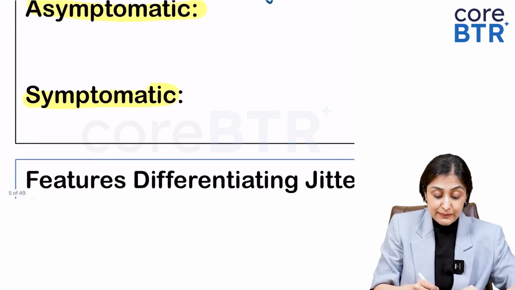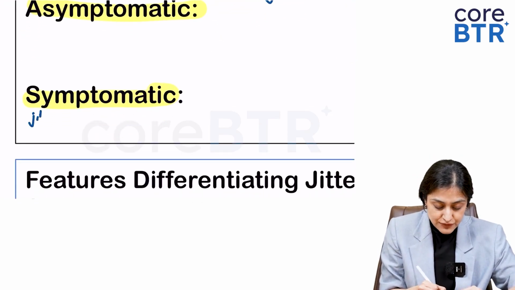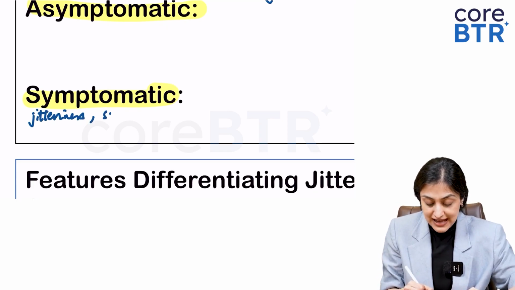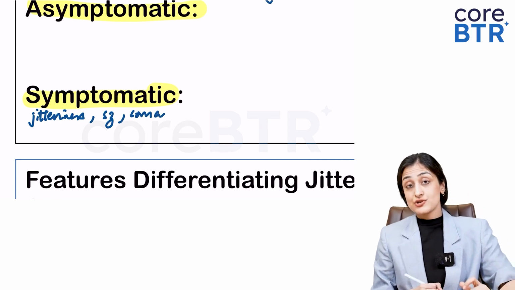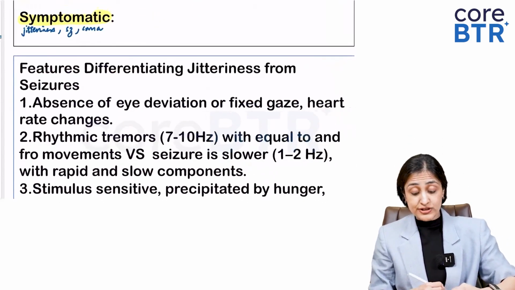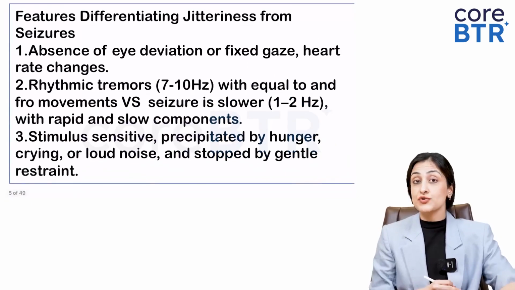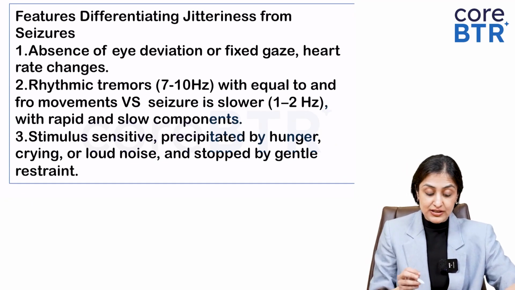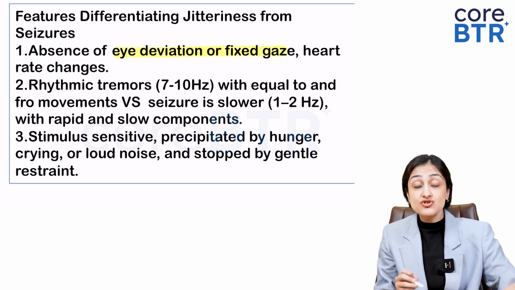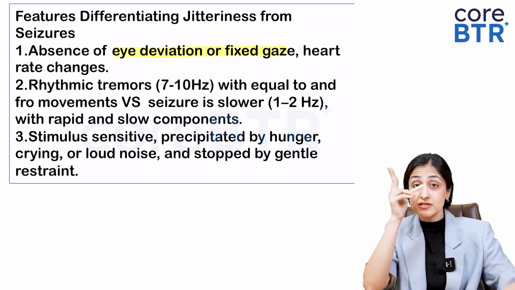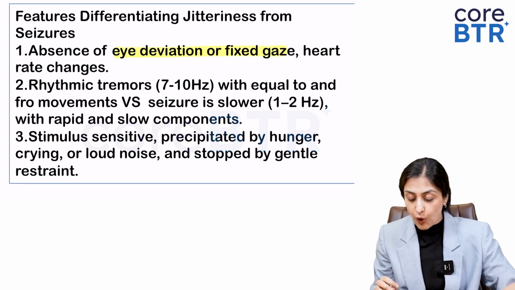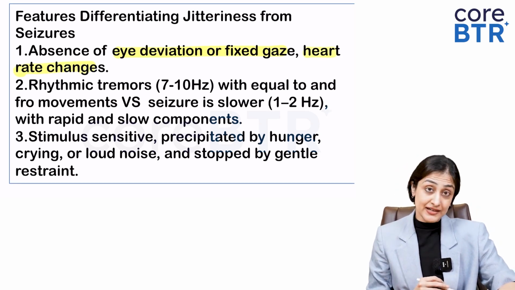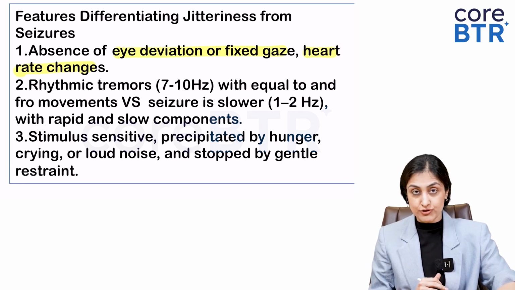Now, symptoms of hypoglycemia could range from just jitteriness to something as severe as neonatal seizures to neonatal coma, right? So this is where I want to first teach you how to distinguish jitteriness from seizures. This is directly from OPGI and can be tested. So jitteriness won't have any eye changes like deviation or fixed gaze that is seen in seizures, or any heart rate changes associated with seizure.